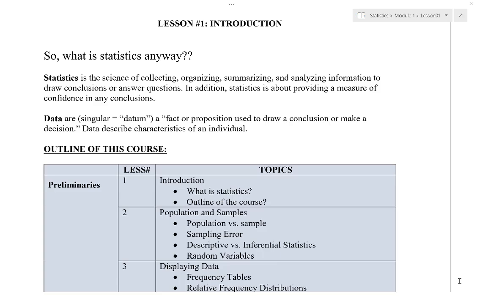Statistics, and you can get differing definitions of this. Statistics is the science of collecting, organizing, summarizing, and analyzing information to draw conclusions or answer questions. In addition, statistics is about providing a measure of confidence in any conclusions. Okay, so let me expand on that a little bit.